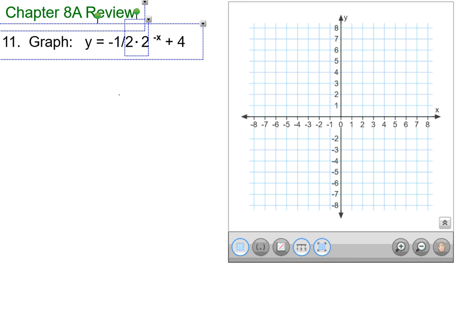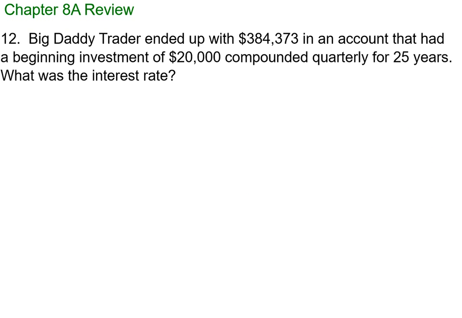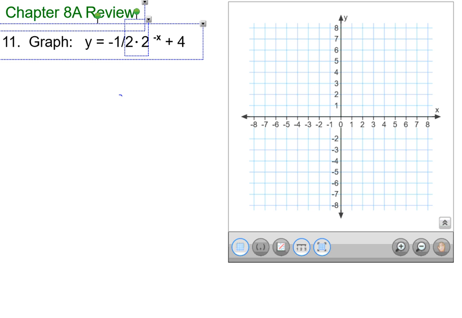All right, could you graph that function without all those stupid boxes around it? Could you graph that function? Can't get rid of all those stupid boxes. I don't know why. Can you graph y equals negative 1/2 times 2 to the negative x plus 4? Could you graph that?